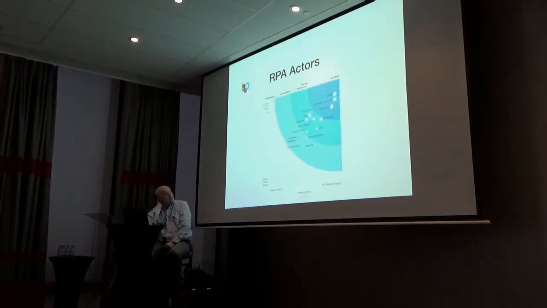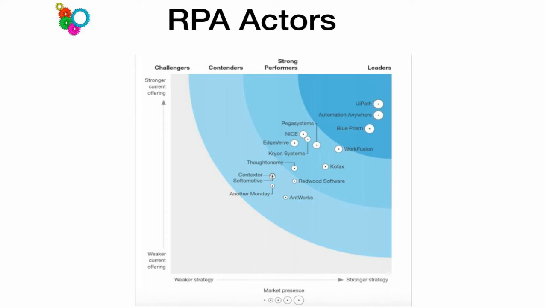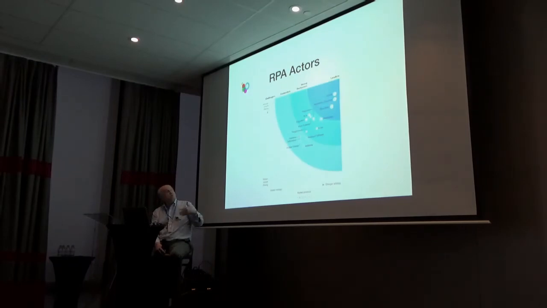Who are the RPA actors? The main leaders, I think you recognize, are UiPath, Automation Anywhere, Blue Prism, WorkFusion, NICE, and there are a lot of other actors, and maybe you can try many of these actors. I have made some tests with UiPath. It was very interesting and easy to use.